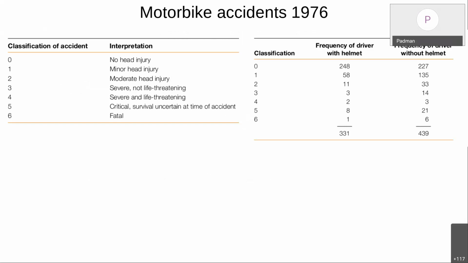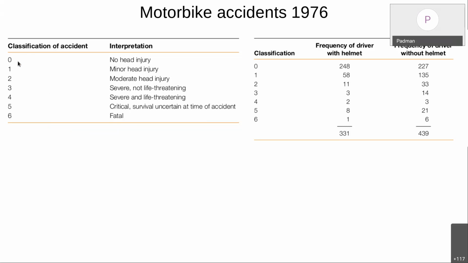Now let's look at an example. This is from a statistics textbook. So now these are motorcycle accidents in the year 1976 in the US somewhere, I think. So I've got a classification of the accident. Okay, and we are concentrating on head injuries. Now we are going to look at two populations, or let's say two samples. One is a sample of the population who is wearing a helmet, and the other is the sample of the population who is not wearing a helmet. Right? And so we classify the accident in various levels.